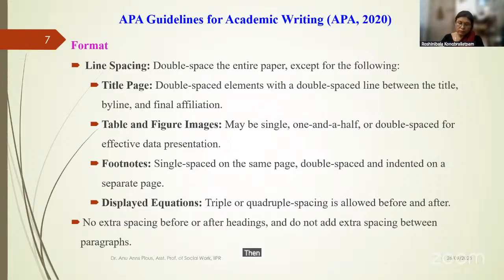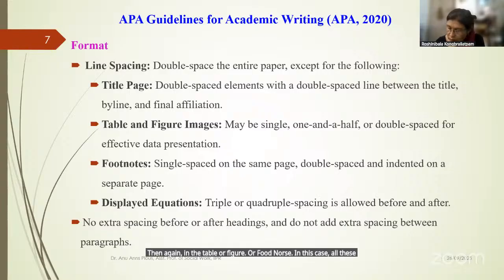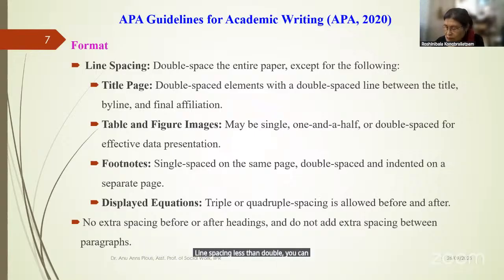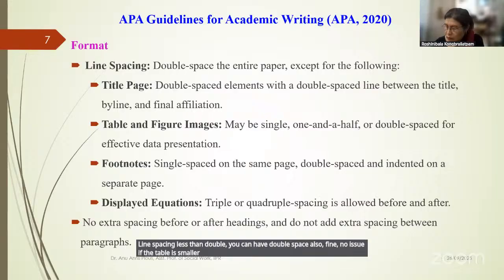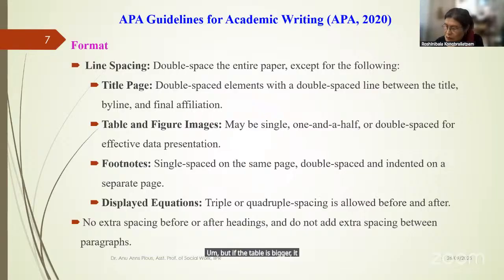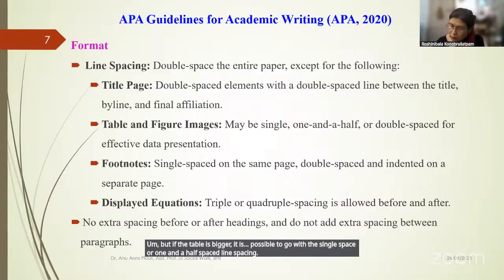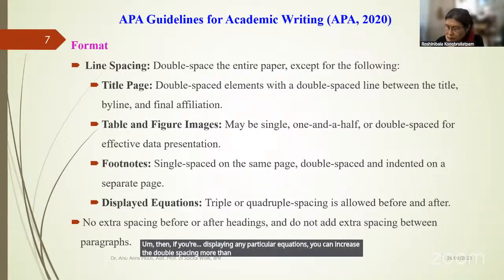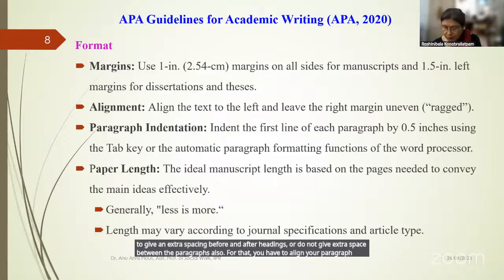Then again, in a table or figure or footnotes, in all these cases, you can have line spacing less than double. You can have double space also, no issue if the table is smaller. But if the table is bigger, it is possible to go with single space or 1.5 line spacing. Then if you're displaying any particular equations, you can increase the spacing more than double. And nowhere do you need to give extra spacing before and after headings, or extra space between the paragraphs also. For that, you have to align your paragraph spacing in a proper way.